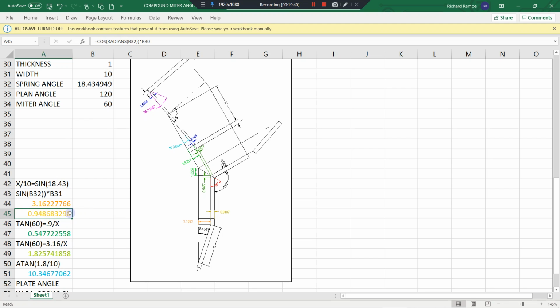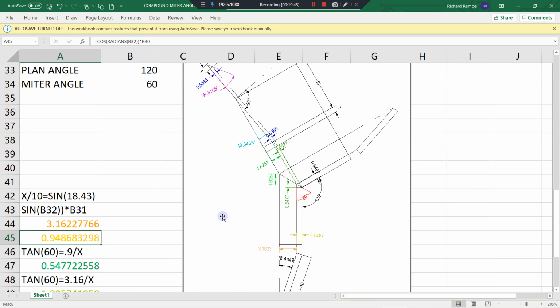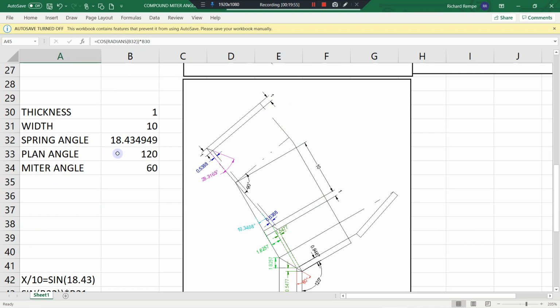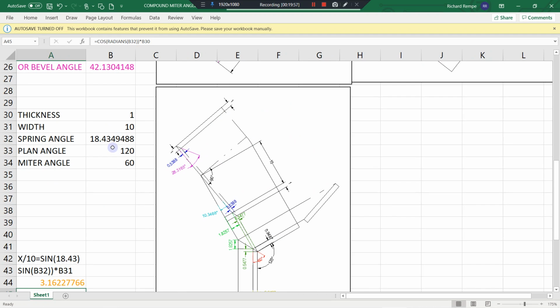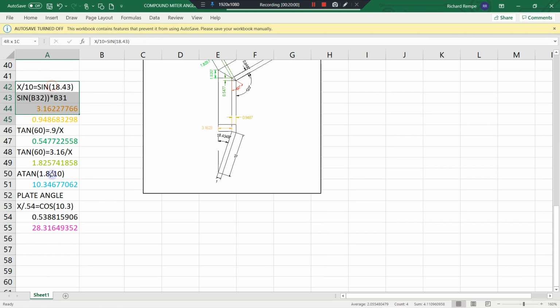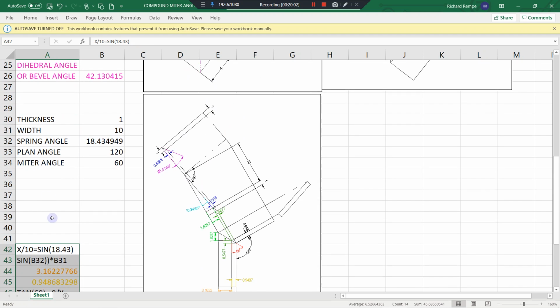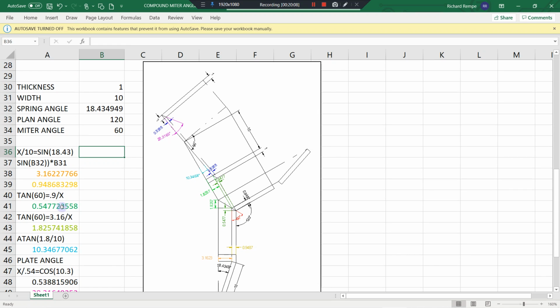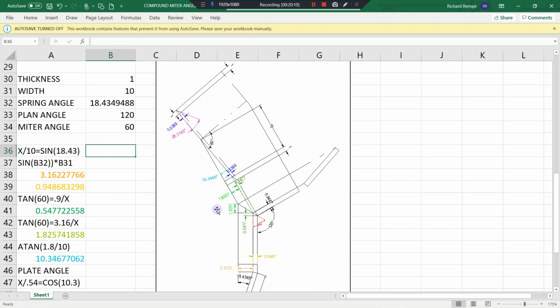Same thing here, except I think it's cosine, right? So this 0.9, like we did before, it was the cosine, so you end up with cosine radians, B32 times B30, which is the thickness. So let's go here to the 0.45477.